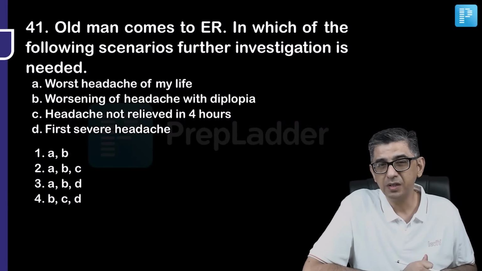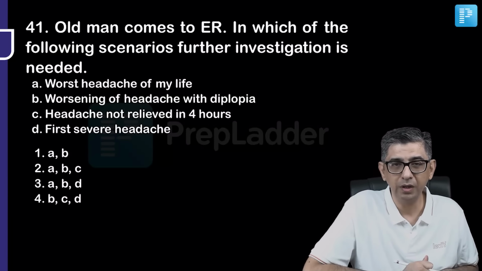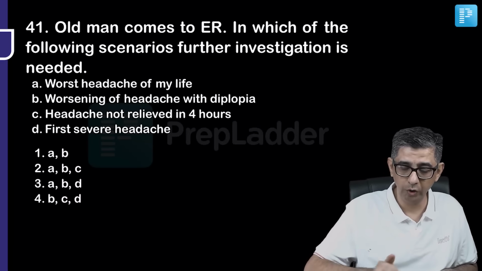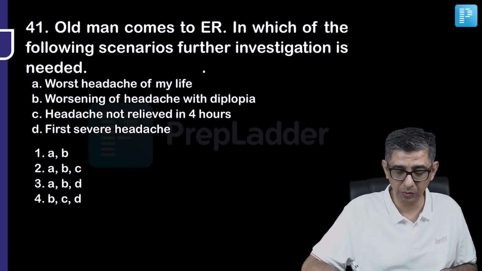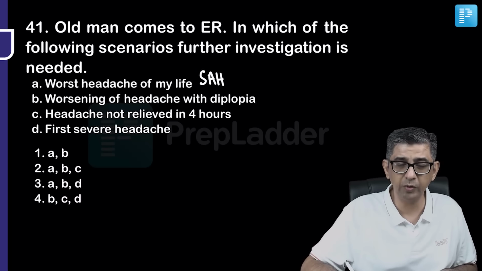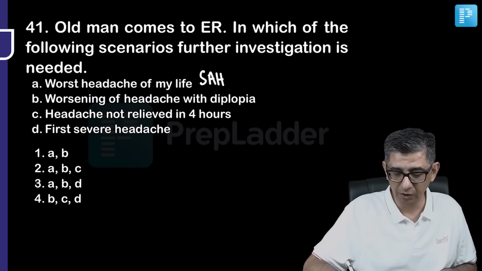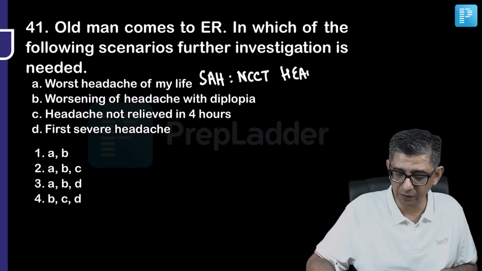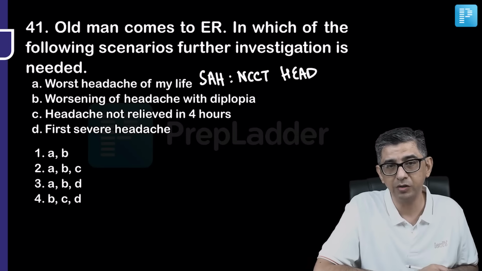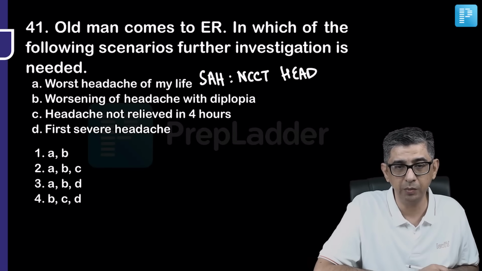The next question says an old man comes to the emergency room and asks in which scenario would you do further investigation of the patient. So in the first one, worst headache of my life points to subarachnoid hemorrhage. So I would like to do a non-contrast CT head so that I can demonstrate blood in the sylvian fissure so that the diagnosis can be made and nimodipine can be started.